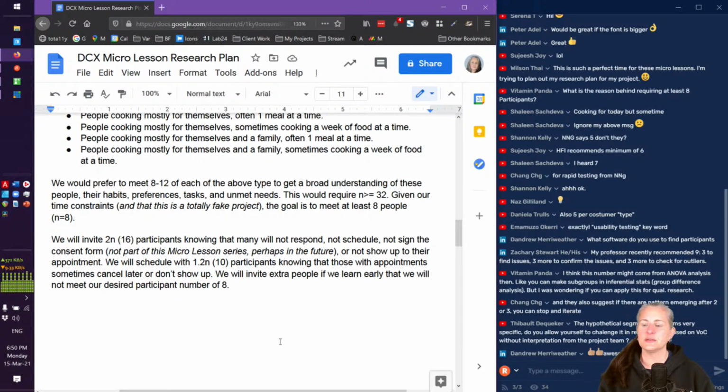Tybalt says the hypothetical segmentation seems very specific. Do you allow yourself to challenge it in reality, or is it based on voice of the customer without interpretation from the project team? Yeah, so the hypothetical segmentation often comes from marketing or sales, who say, we sell to this group and we sell to this group. Like I have a potential client right now who's like, all I know is some people are B2B and some people are B2C. I go, okay, we're going to have to dig into that a little bit.